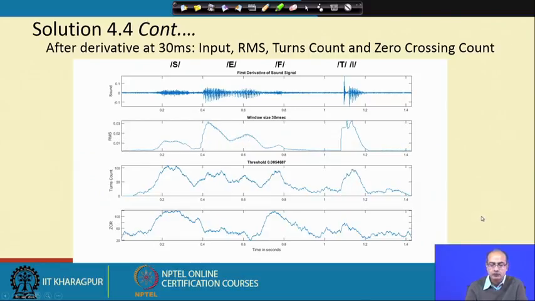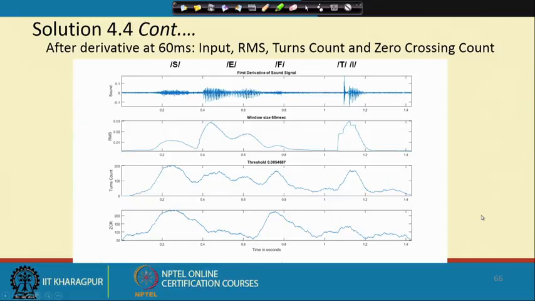Next, when we increase that window, going for that 30 millisecond window, we see that the envelope is becoming smoother for all the 3 signals or 3 outputs, and I think that between voiced and unvoiced the difference is becoming a little more clear.